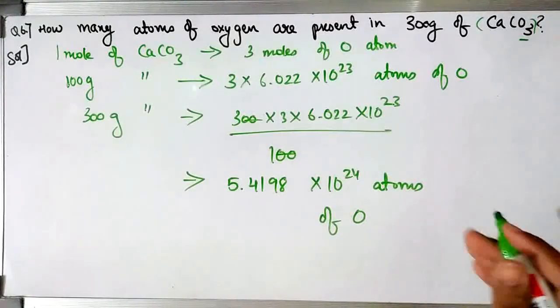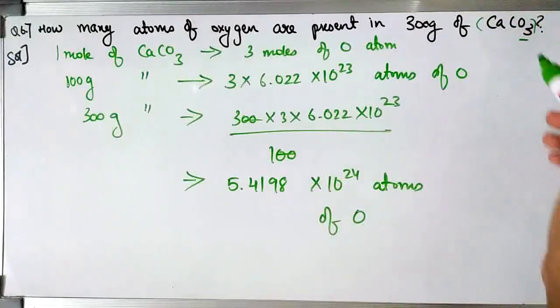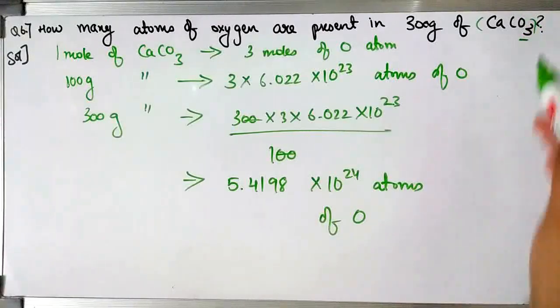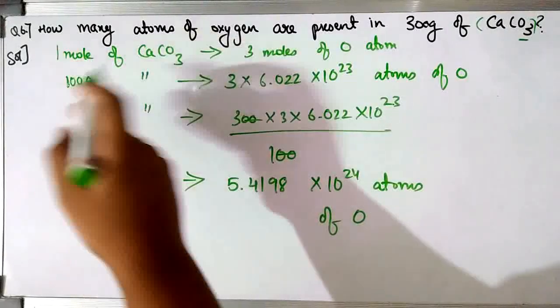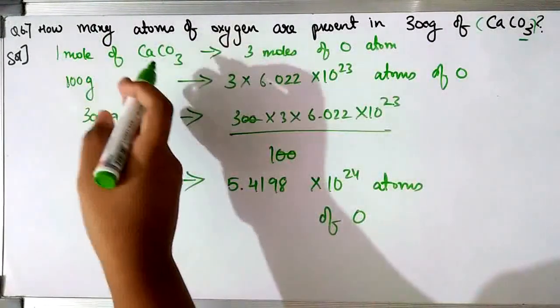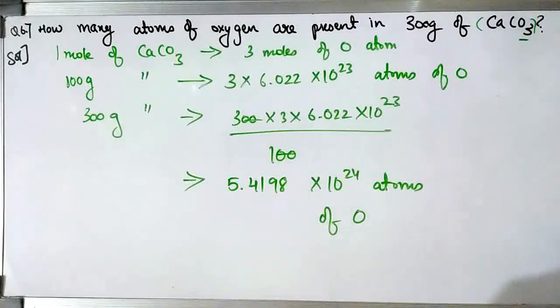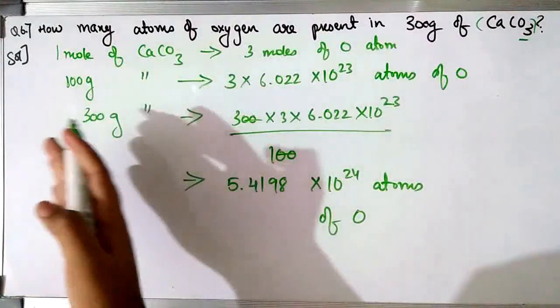So what we did is that they asked us to find the atoms of oxygen which are present in 300 grams of this calcium carbonate. After seeing this formula of calcium carbonate, we can say that in whole 1 mole of calcium carbonate, there are 3 moles of oxygen atom present. You can see there are 3 oxygen. Now using this mole, we are going to convert it. What will be the value of 1 mole of calcium carbonate in grams? We use the formula, number of moles is equal to given mass upon the molecular mass. Using that formula, we found out that 1 mole will be 100 gram.